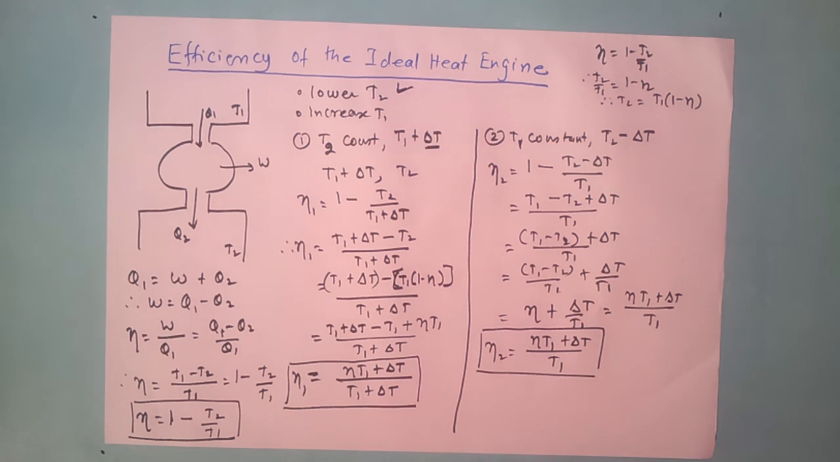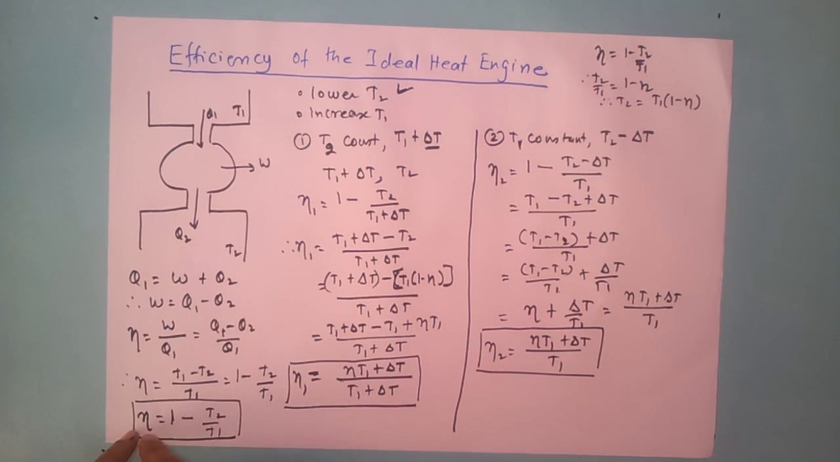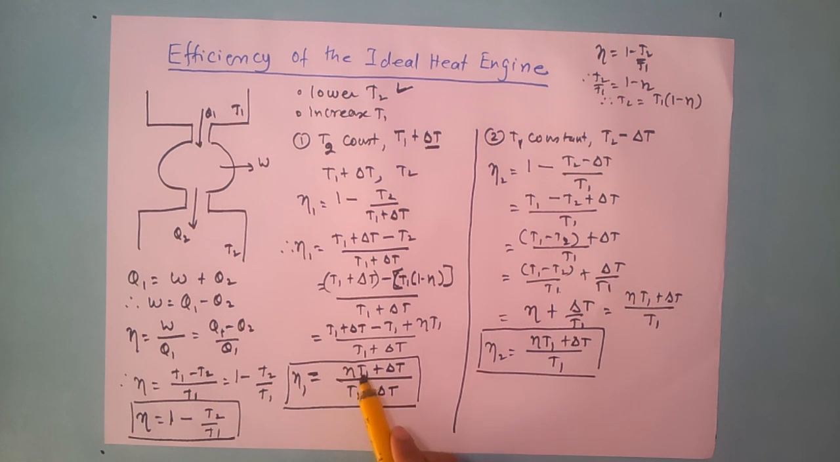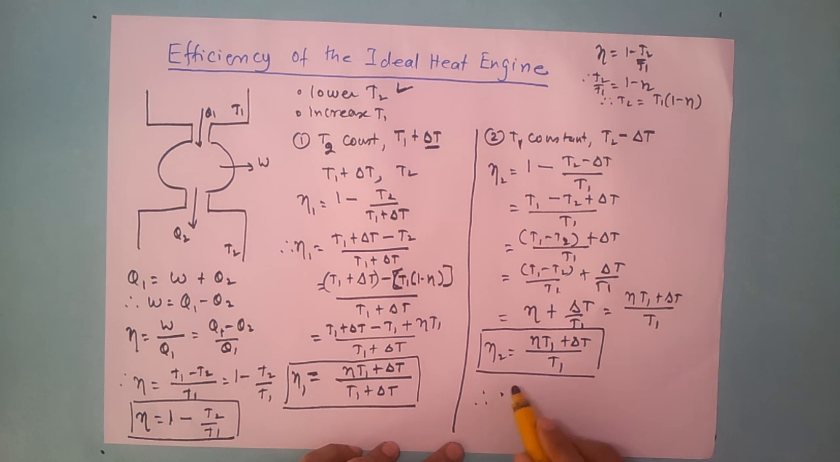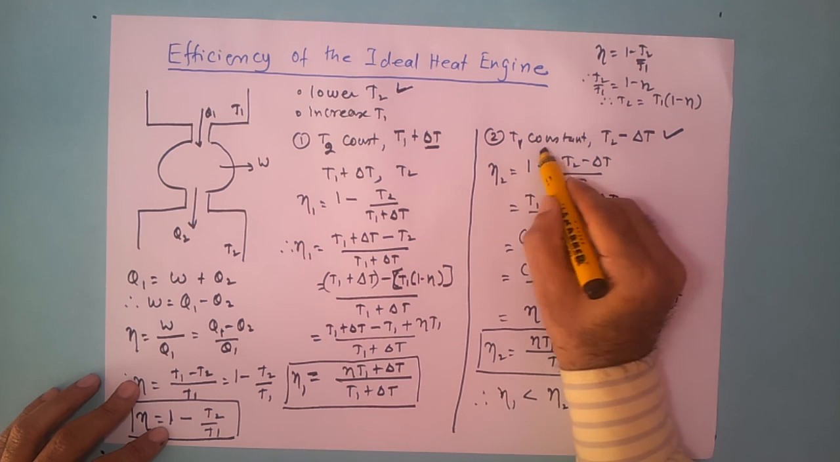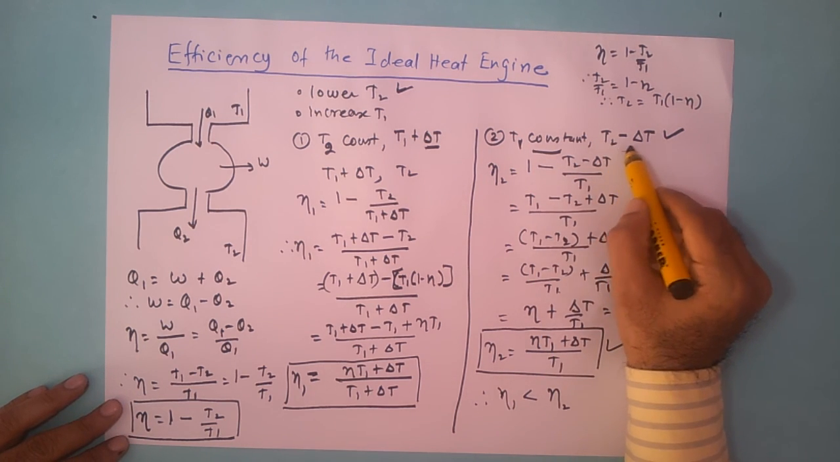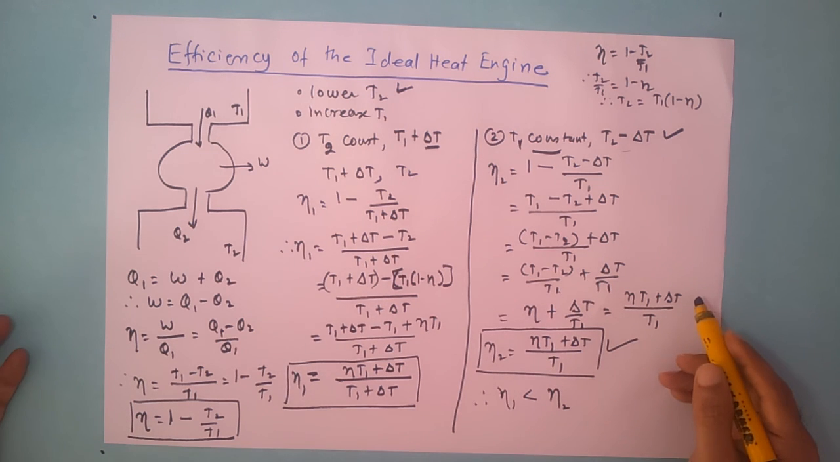And now let us compare these two equations. The efficiencies are eta 1 and eta 2. If I look at these two equations, the numerator is the same, eta T1 plus delta T in both. But the denominator over here is T1 plus delta T, whereas here it is only T1. And quite obviously, eta 1 will be smaller because it is being divided by a larger number. Therefore, I can conclude that eta 1 would be lesser than eta 2. This would be higher. We will get higher efficiency over here. And therefore, this is the preferred option. We keep T1 constant and we decrease the temperature of the sink. That will give us higher efficiency. Thank you.